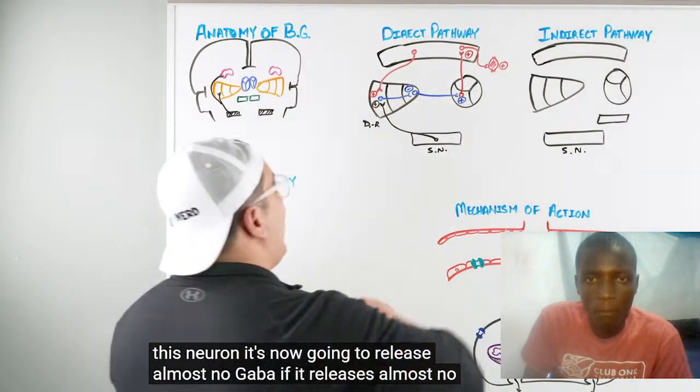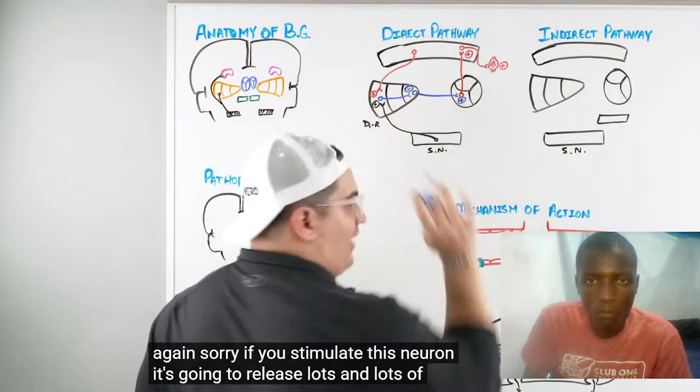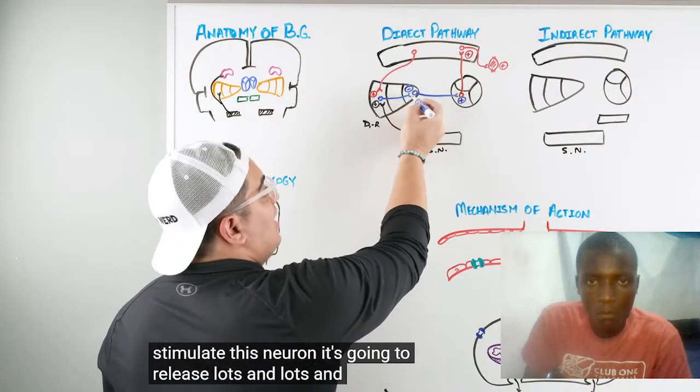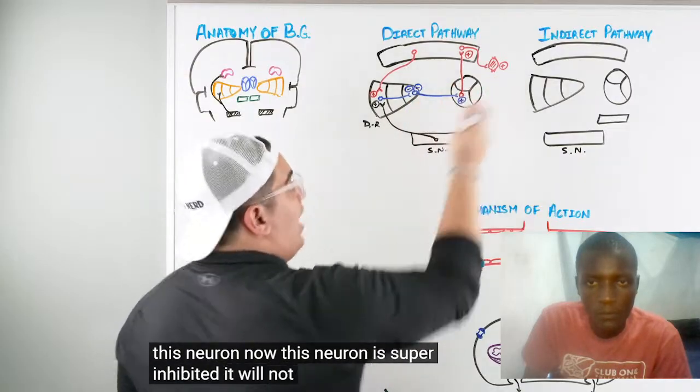If you stimulate this neuron, it's going to release lots and lots and lots of GABA. That's going to inhibit the heck out of this neuron. Now this neuron is super inhibited. It will not release any GABA.